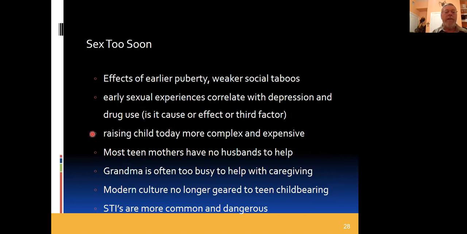Now, if that early sexual behavior also results in pregnancy, this can be difficult for that adolescent. Raising kids today is more complex and expensive than it was generations ago. Our culture is just not set up for raising children at an early age. Most teen mothers today do not have husbands who will stick around to help out with the child. Grandma today is often too busy, maybe working and so forth, to help with caregiving. And so our culture is just not geared for teen childbearing. Early sexual activity also might expose an adolescent to sexually transmitted infections, these being more common and more dangerous today.